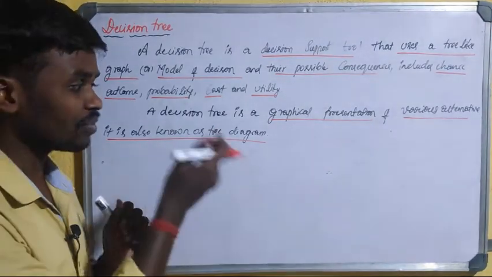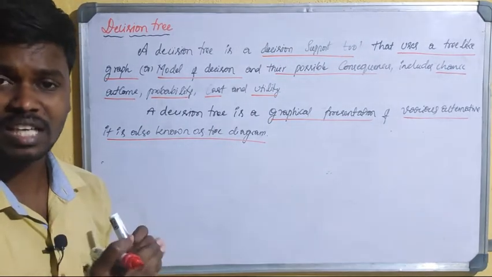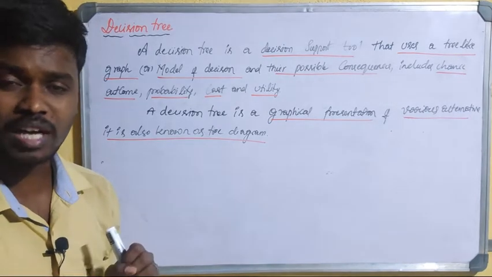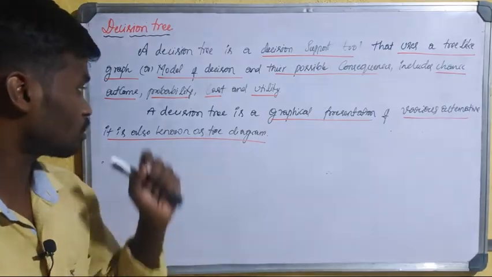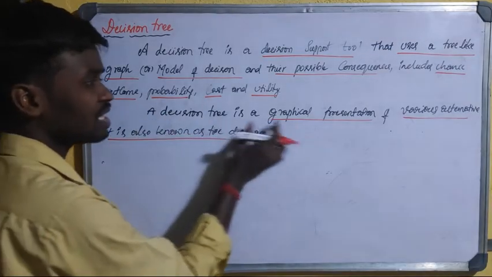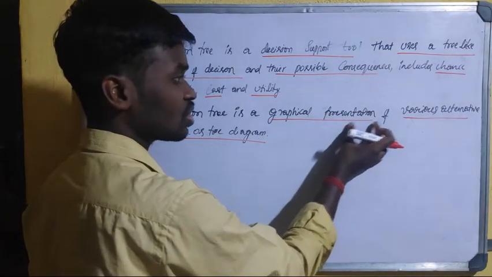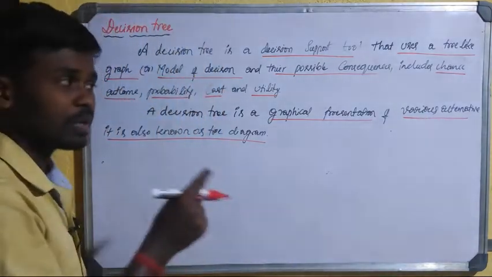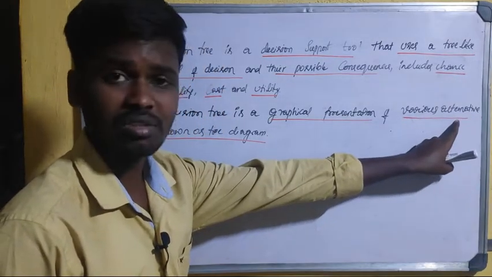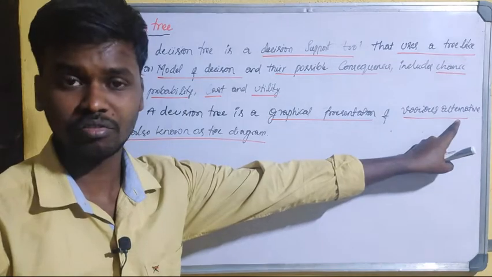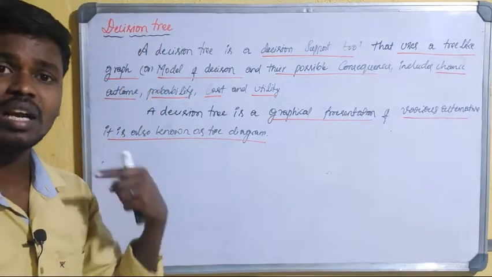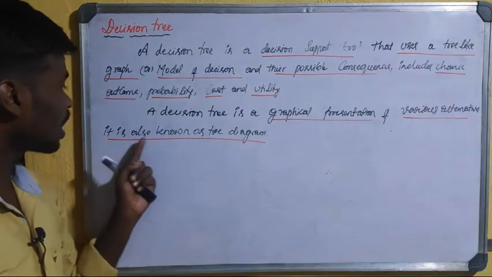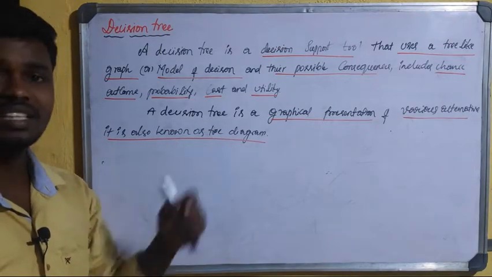Based on that we analyze the consequences, outcomes and probabilities, then we take the necessary actions. So a decision tree is a graphical representation of the various alternatives. Based on the alternatives represented in a graphical format or tree-like structure, we take the necessary decision. So it is also called a tree diagram.